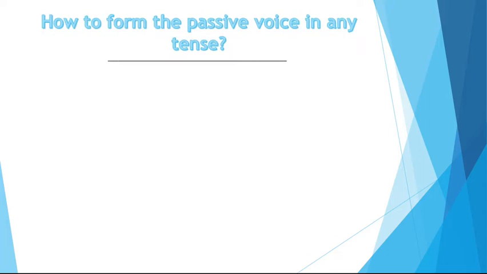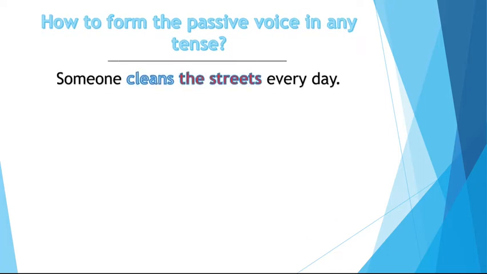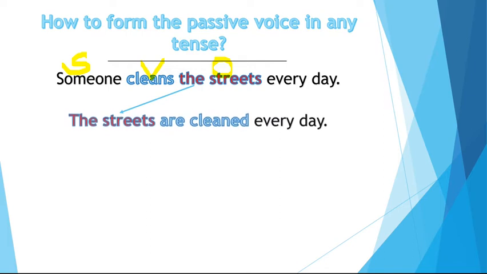To have a better understanding of the passive voice formation, let's take a look at this example. Someone cleans the streets every day. It's quite clear that we start the sentence with the subject as always, someone, cleans is the verb, then the streets, the object of the sentence. When we change the focus of the sentence, instead of focusing more on who cleans the streets, we're focusing on what is happening. So we're focusing on the action.